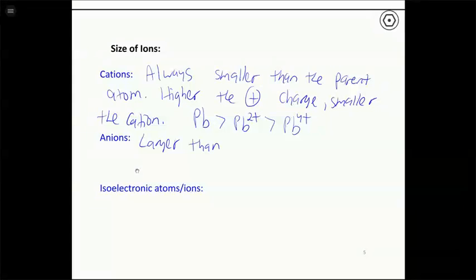So we're not adding them to a higher quantum number n, but we have more electron-electron repulsions now. As you try to cram more electrons in there, they're going to repel each other more strongly. They're going to want to spread apart a little bit to relieve that repulsion. So the anions are going to be larger than the parent atom.